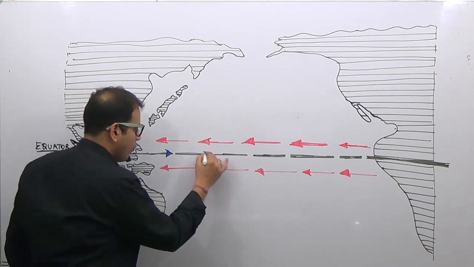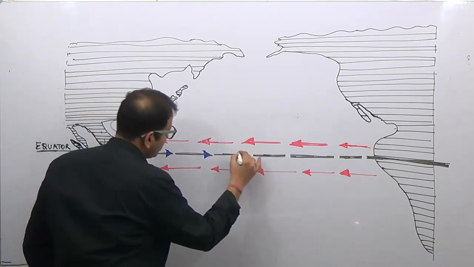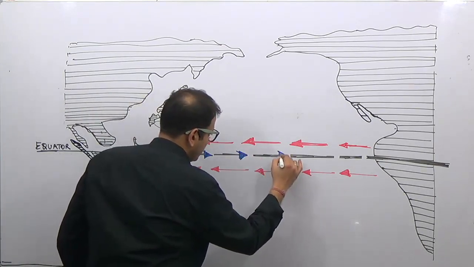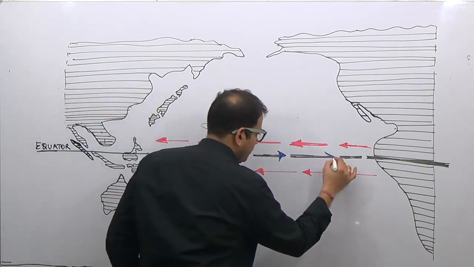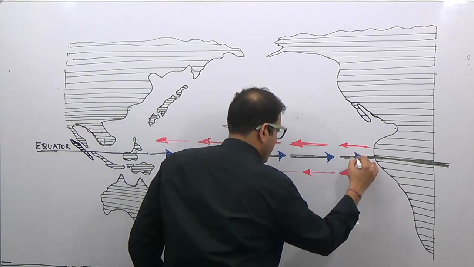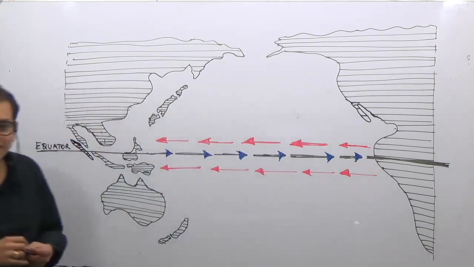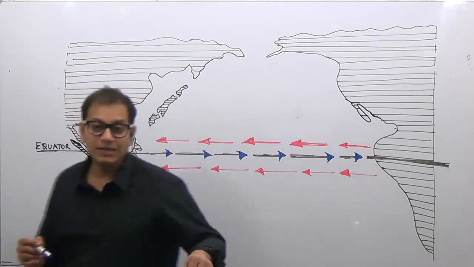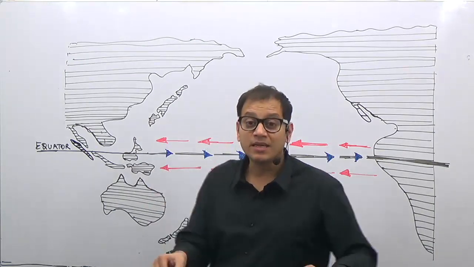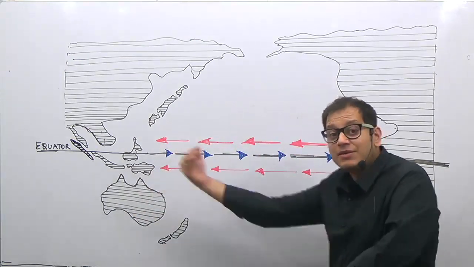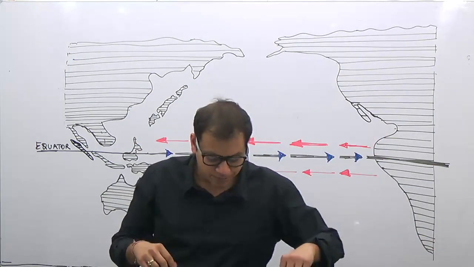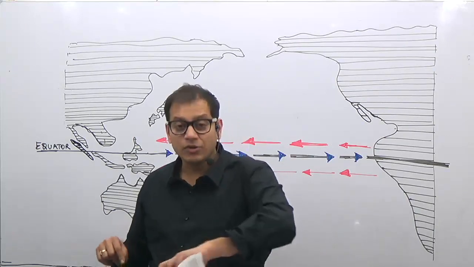Again, it is a warm current. So this is an equatorial counter current. Why is it generated? Due to the piling up of water in this direction, along the western side of the Pacific Ocean or western side of any ocean.